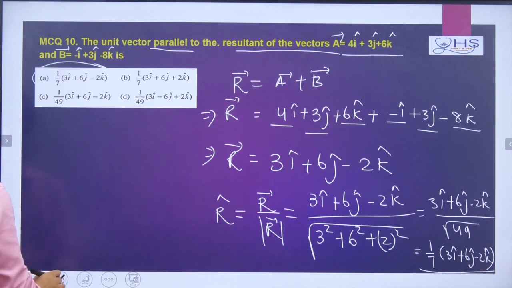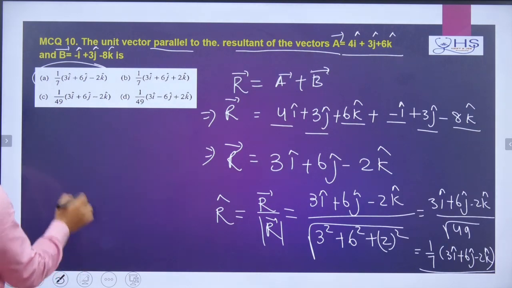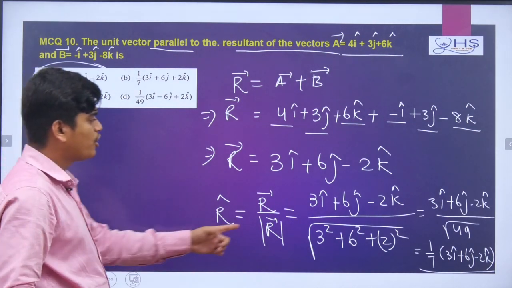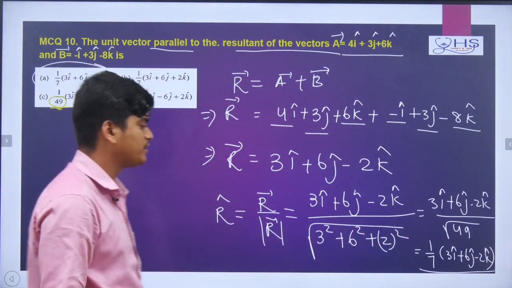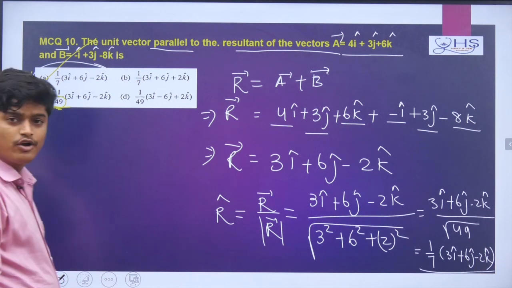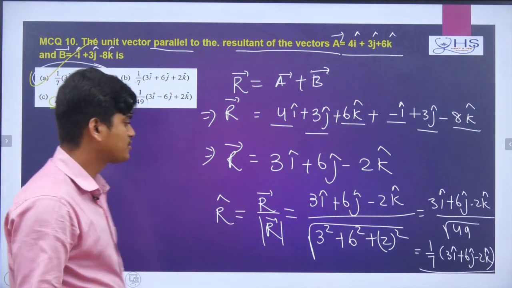So check here. There is some confusion in the answer options, you see. Here 1 by 49 is also given, it is not the answer, because when you are taking the magnitude, you have to take the root actually. So root 49 is basically 7, so the answer will be A. So I hope you understand. We'll go to the next question.